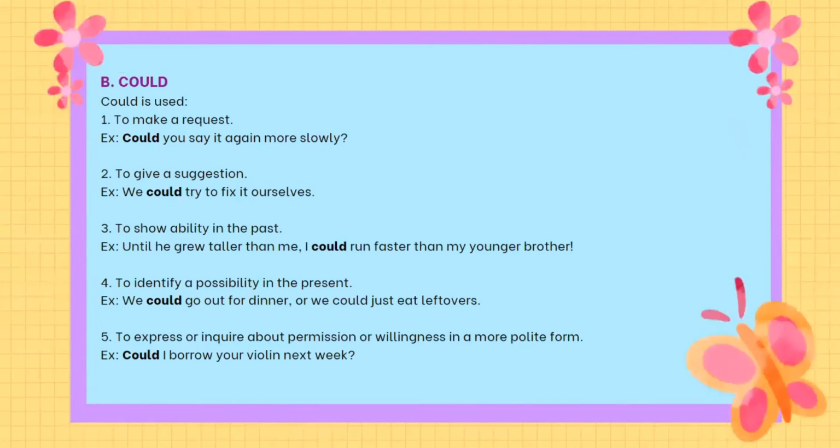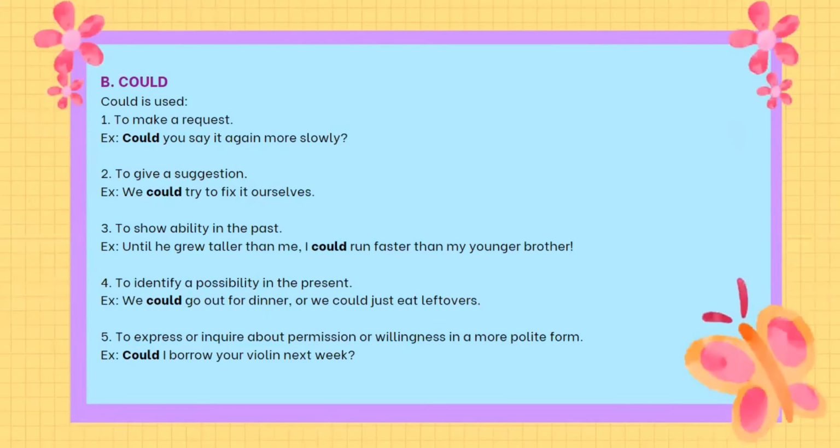The next word in modal verbs is the word could. Now the word could is used to, 1, make a request. For example, could you say it again more slowly? Number 2 is to give a suggestion. For example, you could say, we could try to fix it ourselves.